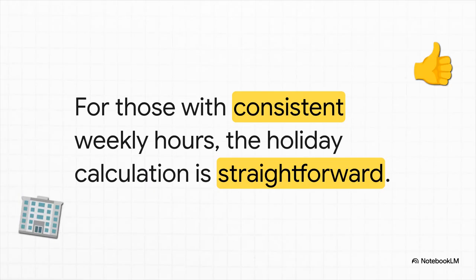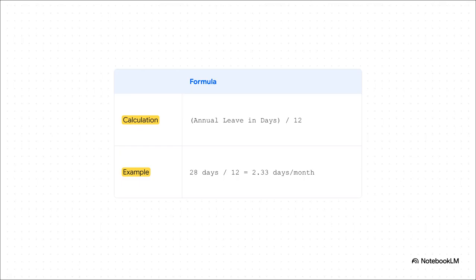Let's start with the easiest one, full-time workers. If you work a set number of hours or days every single week, the math is nice and simple. Your annual holiday entitlement is just divided up across the year. And the calculation? Oh, it's wonderfully simple. You just take your total annual leave, we'll use this statutory 28 days as an example, and divide it by 12. That means you earn or accrue about 2.33 days of holiday for every single month you work.